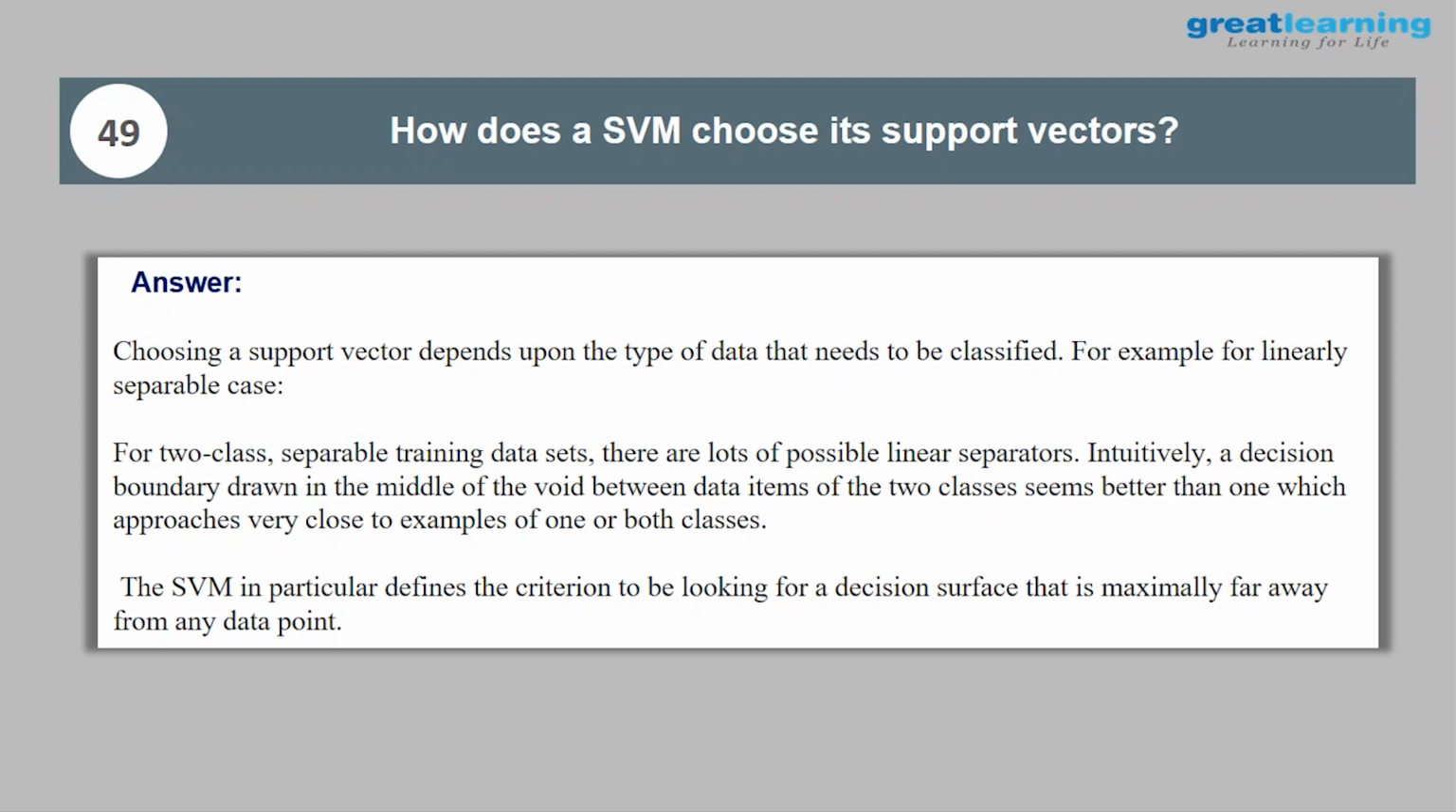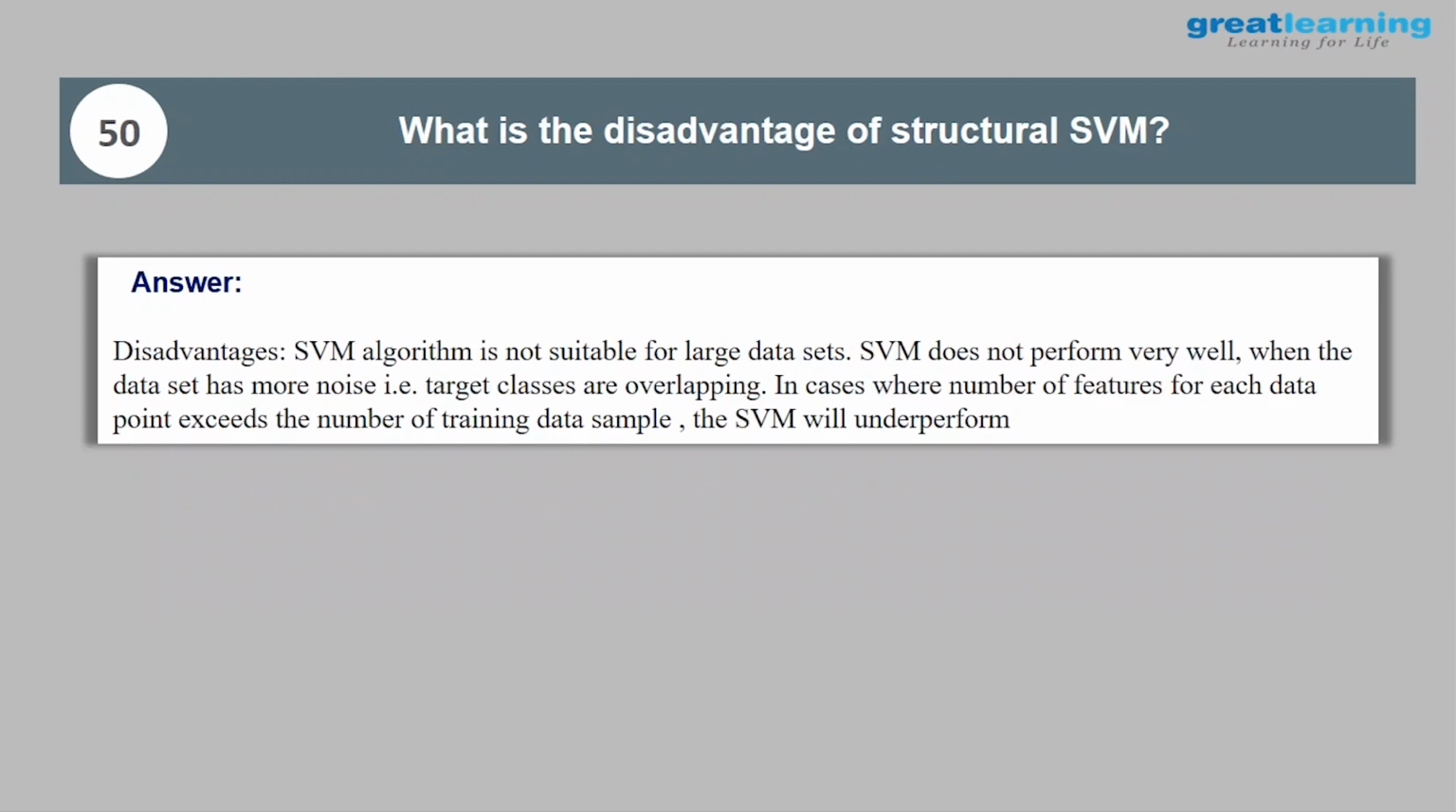Now we came to the 15th question: what are the disadvantages of SVM? The disadvantages of the SVM algorithm are that it is not suitable for large data sets. SVM does not perform very well when the data set has more noise, that is, when target classes are overlapping. In cases where the number of features for each data point exceeds the number of training data samples, the SVM will underperform.